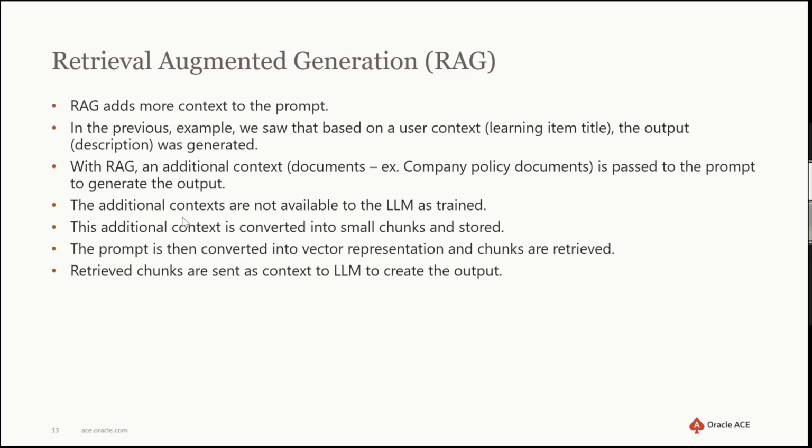So how the system works is that it converts those contexts into small chunks in a vector representation and they are stored. Okay, so when the instruction, the prompt, is provided, the prompt is again converted into a vector representation and the vectors are matched with the chunks that were divided. So based on that, the chunks are retrieved. The retrieved chunks are sent as context to the LLM to generate the output.